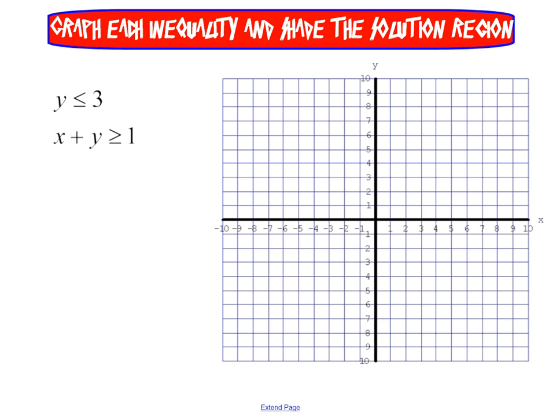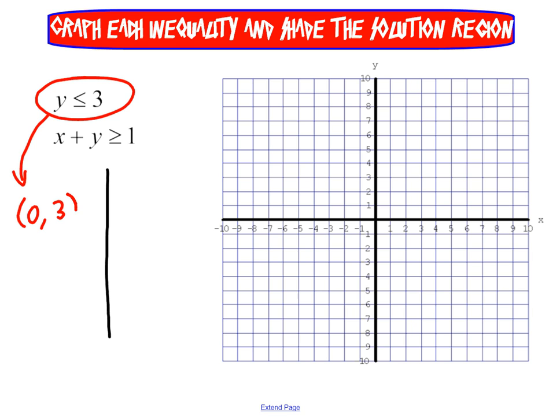Here comes our first example. So we have y is less than or equal to 3. So we're going to treat this just like we did the other day when we did normal graphing. The y-intercept on this problem is 0, 3. We have no x's in this problem, so our slope is going to be 0.